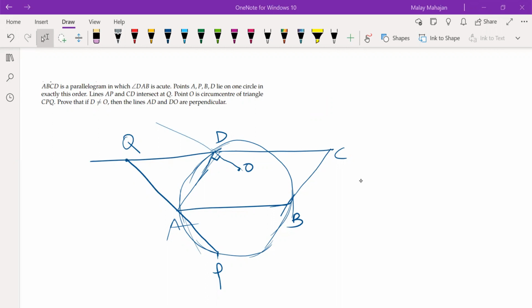Okay, angle PAB is equal to angle PQC. PAB is PQC, yeah. And PQC is half of POC. Okay, what else can we do?